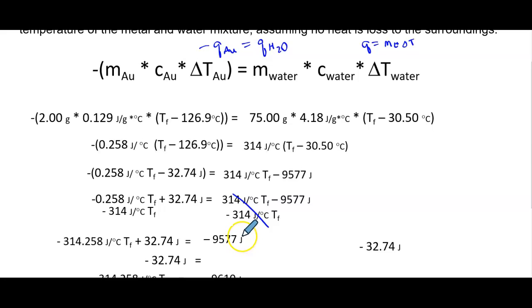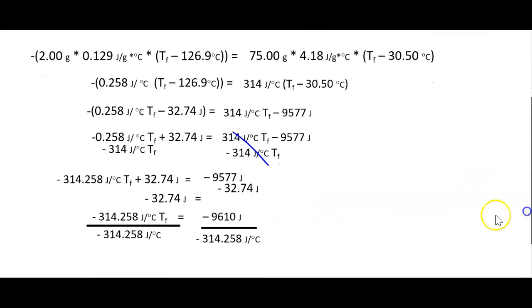Okay. And over here I have the TF and the 32. So this is the line I have after I subtract a 314 from both sides. Now I'm going to subtract the non-TF term, the 3274. I have to subtract it because it's being added from both sides. So that's what this is trying to show. Okay, so now I'm subtracting that from that side. When I do that, I get this part right here, right? I get this value. And so the negative 9577 plus a negative 3274 is negative 9610 joules.